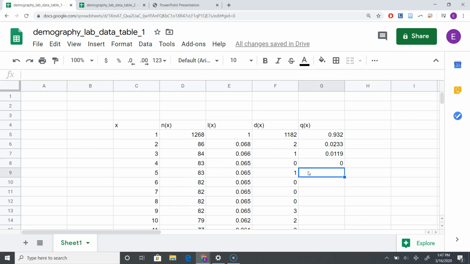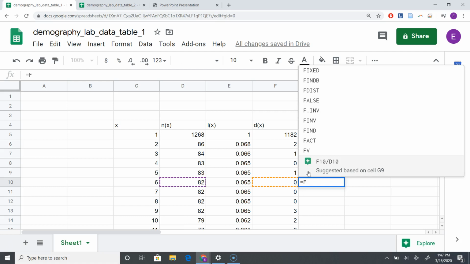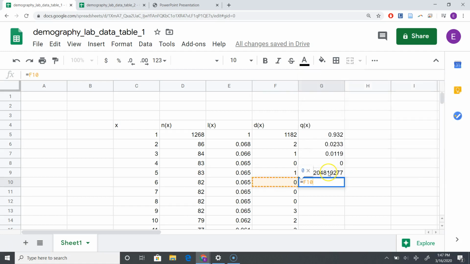Let's do a couple more. We're going to say equals F9. Excel, or Sheets, already knows what I'm doing. Divided by D9. Say equals F. It's suggesting it to me, which is kind of cool. F10 divided by D10. Again, we have another 0 because everyone survived here. I'm bored of this. I know this formula is correct. Let's look at it and make sure that formula is correct.